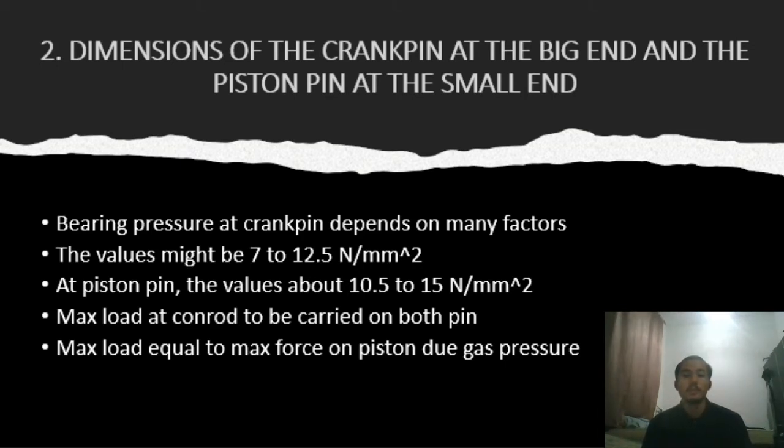The piston pin bearing is usually a phosphor bronze bush about 3 mm thick, and the allowable bearing pressure might be 10.5 to 15 Newton per millimeter square. Since the maximum load to be carried by the crank pin and piston pin bearings is the maximum force in the con rod, the dimensions for these two pins are determined for the maximum force in the con rod. This force is equal to the maximum force on the piston due to the gas pressure. So this is the formula.